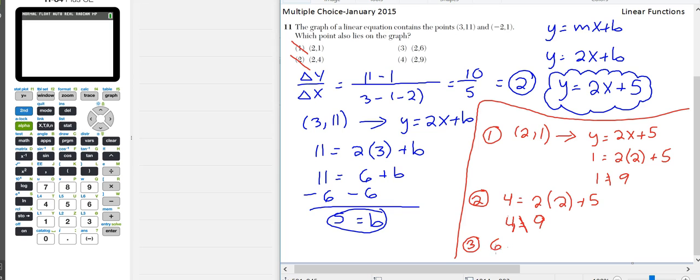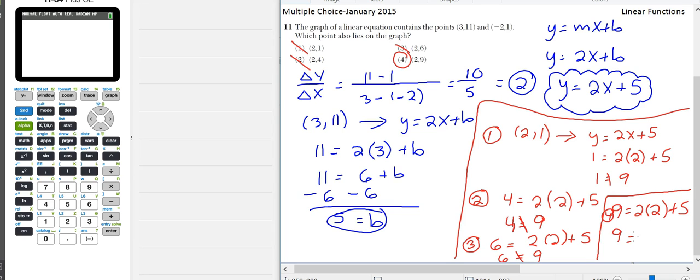For y, we're plugging in 6. For x, we're plugging in 2, plus 5. Is 6 equal to 2 times 2, which is 4, plus 5, which is 9? 6 is not equal to 9, so choice 3 is not the answer. So we know obviously that choice 4 is going to be the answer. We can just test it out to make sure. For y, we're plugging in 9, then 2 times our x value, 2, plus 5. 9 is equal to 2 times 2, which is 4, plus 5, which is 9. 9 is equal to 9, so choice 4 is the answer.